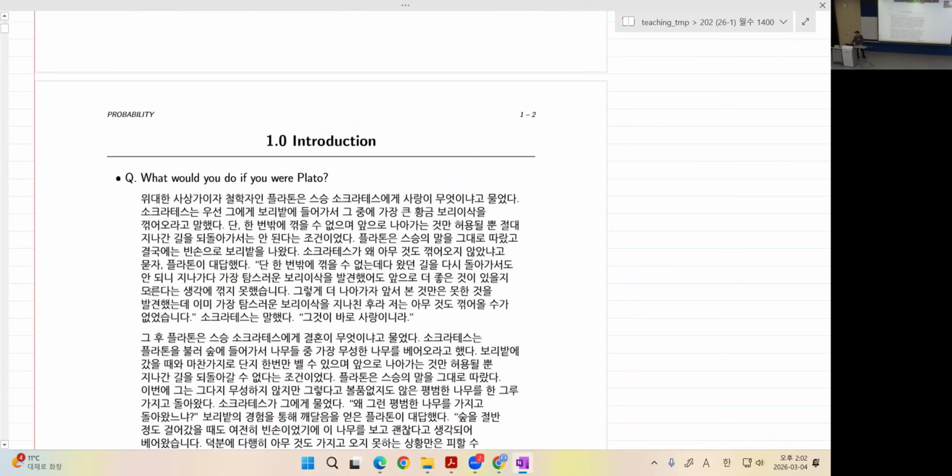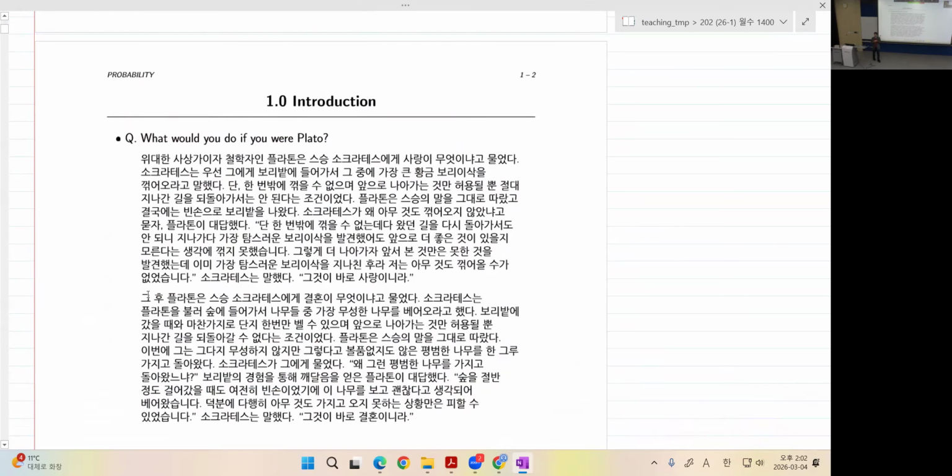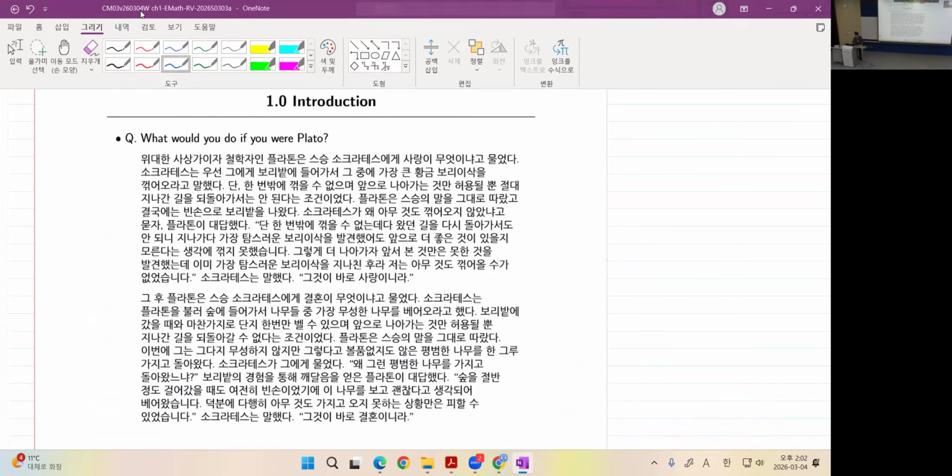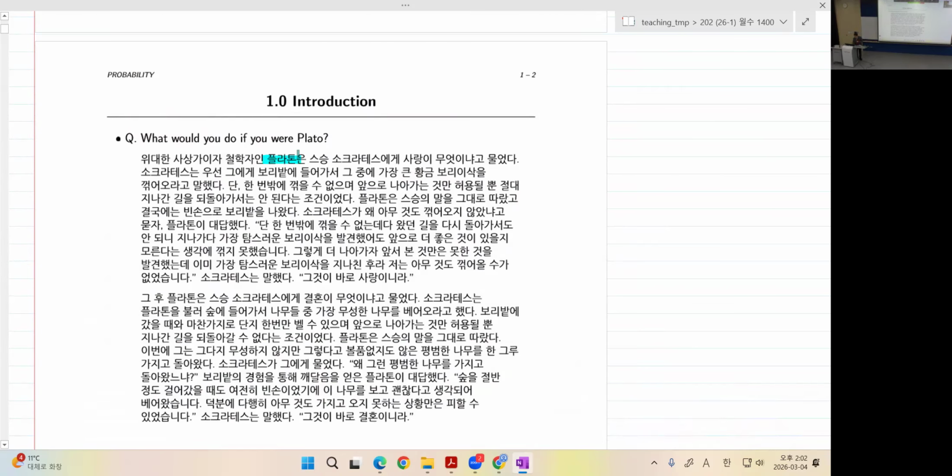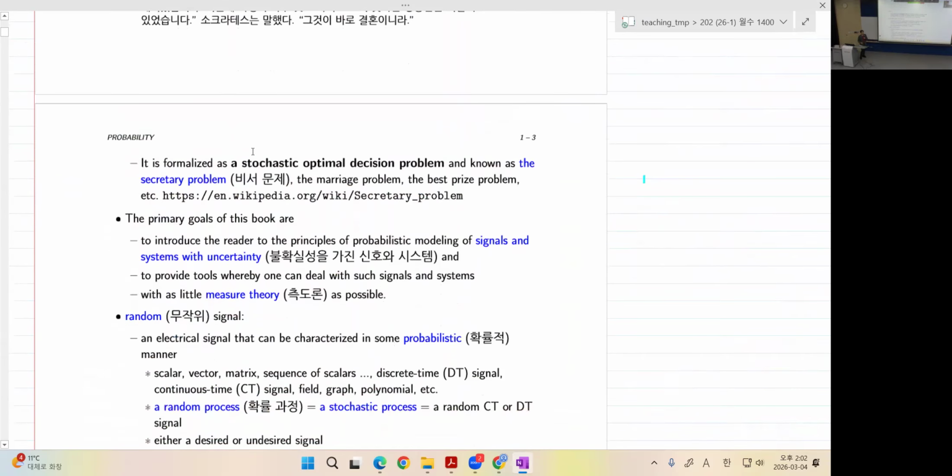As you see, I have been helped by Gemini to upgrade the handout. So this is the famous problem of Plato and Socrates. And I heard that this problem is also studied by philosophers. Of course, Plato and Socrates are kind of fathers of philosophy. And of course, the mathematicians, or just the smart guys, formulated the problem, and it is sometimes called the secretary problem or best prize problem, as you see here.